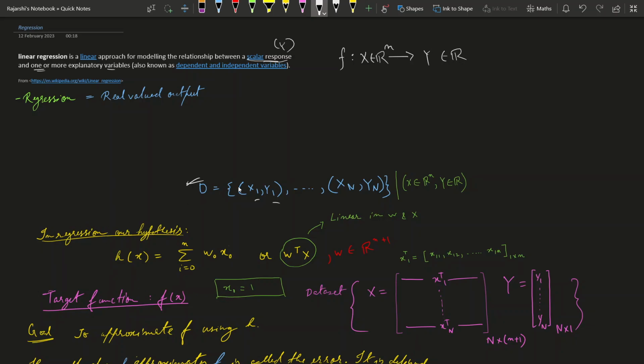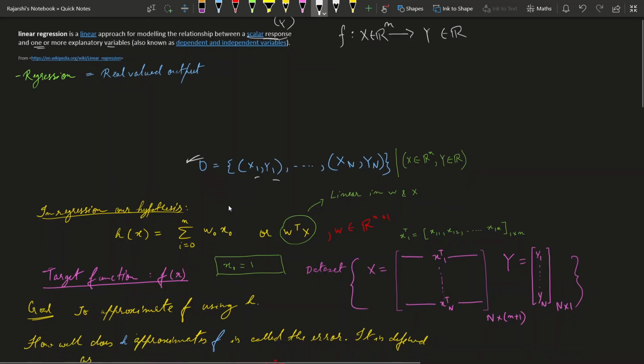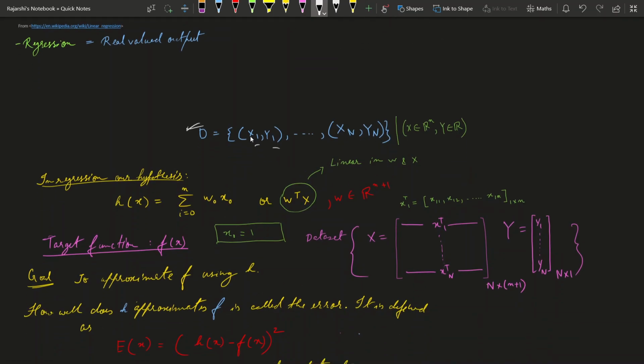So how are we supposed to do that? Well, we'll see that shortly. So this is our dataset D. It comprises x and y's. X is the input and x belongs to Rn. X is an n-dimensional vector and y is a simple scalar, just a real number, right?